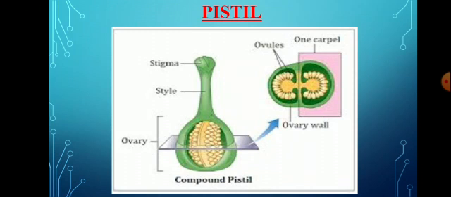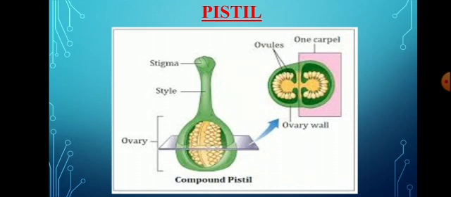Okay, these are the flower parts. How many parts did you study? Four parts. The first one, sepal, then petal, stamen and also carpel. Carpel means pistil. Okay.